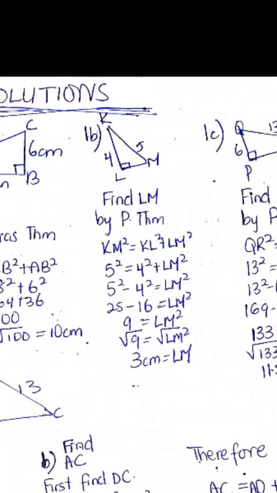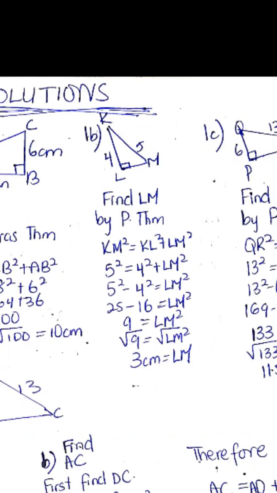So again, they gave us two lines. We need to find the missing line. And since it's a right angle triangle, we can use Pythagoras theorem. Pythagoras theorem can be used to find missing lines and missing angles only for right angle triangles. Our first thing to do is write out our formula. What is the Pythagoras formula? Your hypotenuse squared is equal to the other two lines squared, and you sum them.